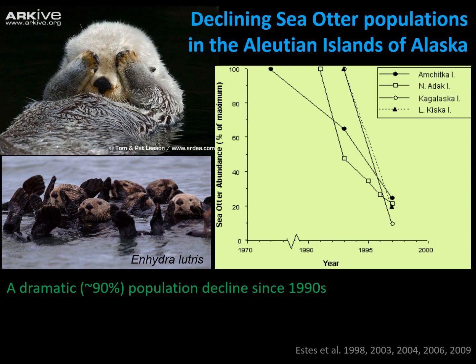Take a look at this figure that comes from Jim Estes' research. The data indicates the decline of sea otter abundance as a percentage from the 1970s to the 2000s based on four different islands, and in all those locations we are seeing a dramatic decline that starts around the post-1990 period, and then of course going down rapidly.